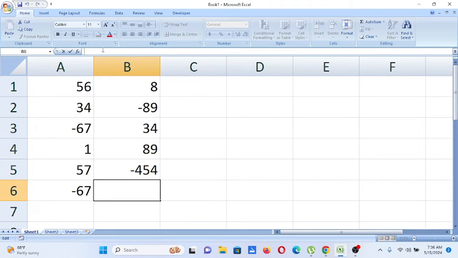So again, we issue a command equals MIN A1 colon A5, close parenthesis, enter. We have B1, correction, B5. Okay, so we have negative 54.